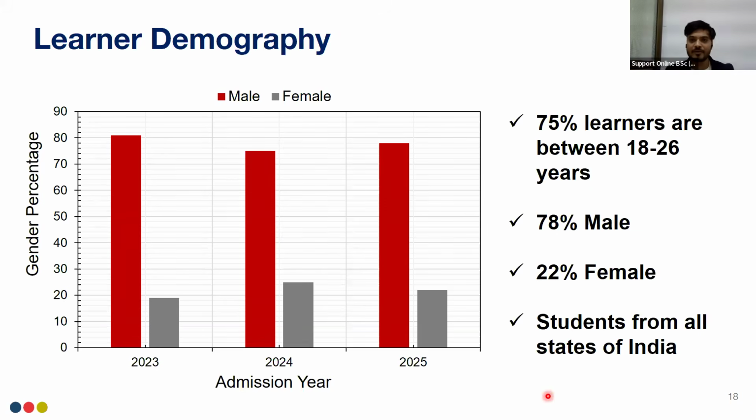So this is the learner demography. We have 75% of learners between 18 to 26 years. 78% of the students are male, and 22% are female. So this is a promising number. Why I am saying this is because we not only have male students who have an inclination towards data science and AI, we indeed have promising figures as far as female candidates are concerned. They are also interested in this degree program. We have students from all states of India.